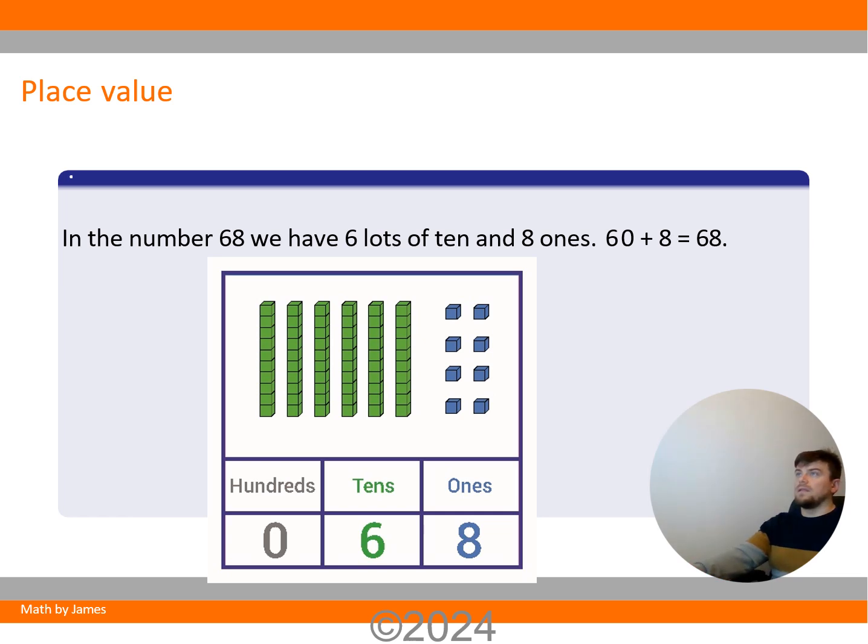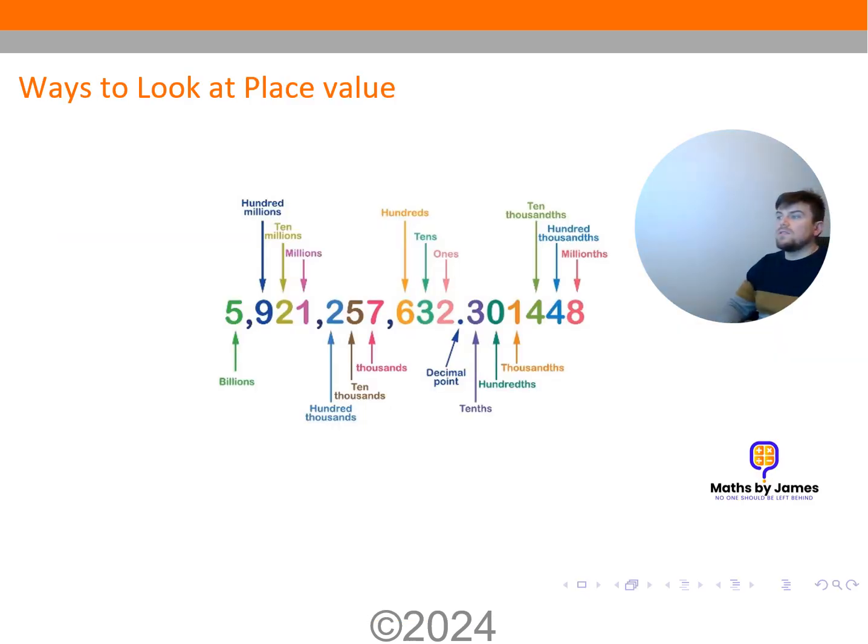If we have a look at the next slide, this is really important here, what we look at. Here's our decimal point. We've got ones, tens, hundreds, thousands, 10,000s, 100,000s, millions, tens of millions, hundreds of millions, and then billions.